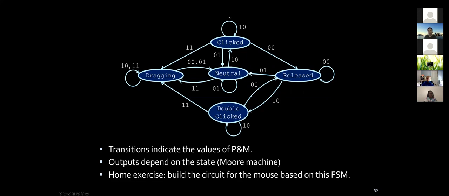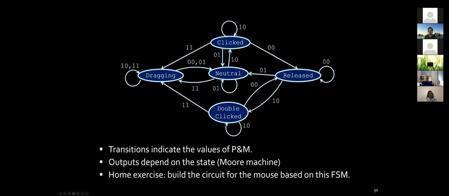For example, let's look at the state called clicked. This is where you click the button, and then depending on what you do next, you want to understand whether you stop clicking, which means released. For example, if it stays at one, it means you're dragging an object. So you clicked and move, that's called dragging.